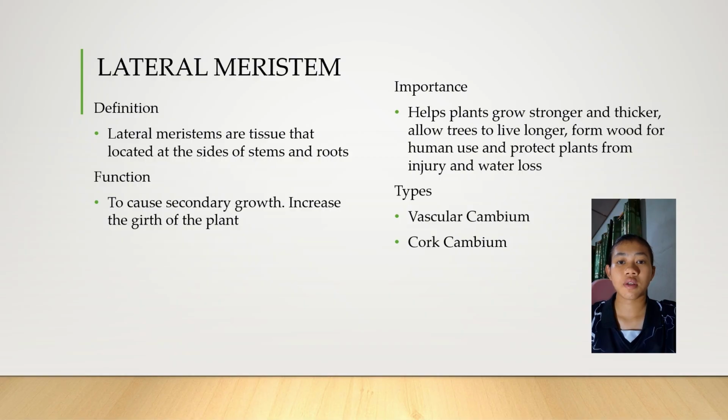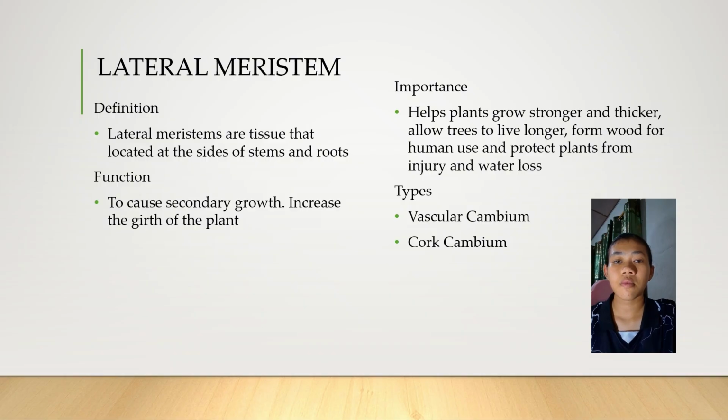Today I will present about lateral meristem, which are plant tissues responsible for secondary growth. Lateral meristems are meristematic tissues located along the sides of stems and roots. The main function is to cause secondary growth, which increases the girth of plants rather than their length.